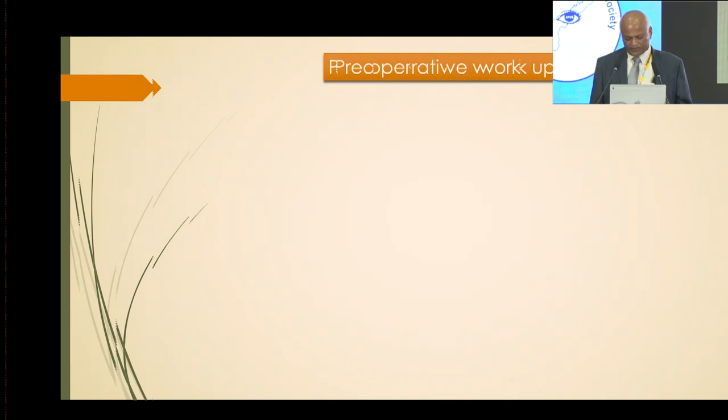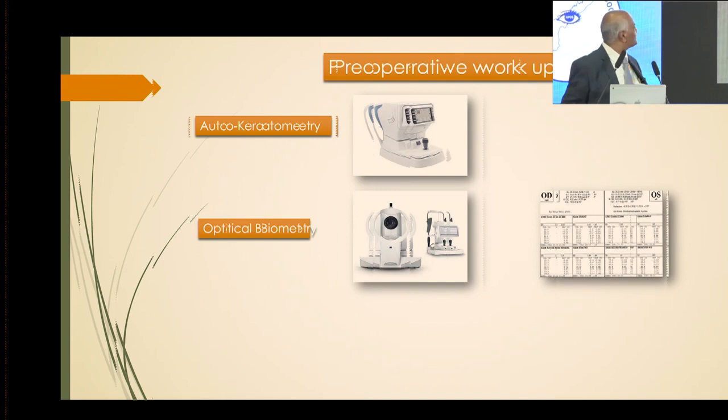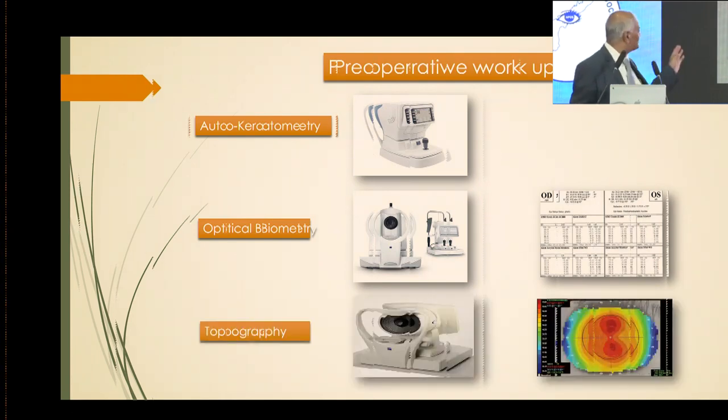Now, preoperative workup is very, very important. Whenever you are doing it for phaco, why not for SICS? SICS is also a cataract surgery. So we apply all the investigations for phaco, and we are not applying the investigations for SICS? No, you must do autokeratometry, you should go for the optical biometer, and also you should go for topography.